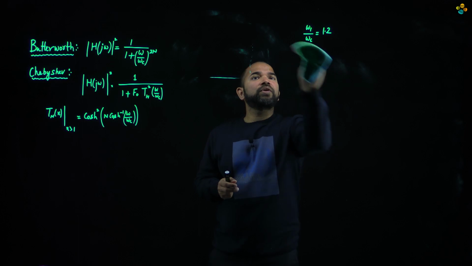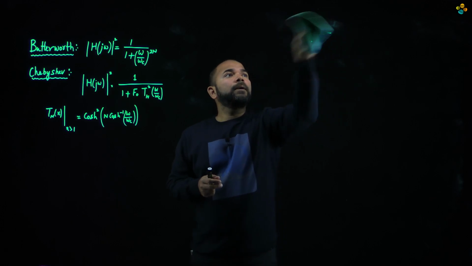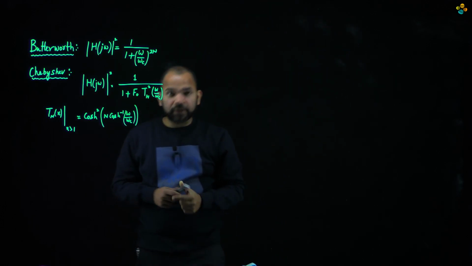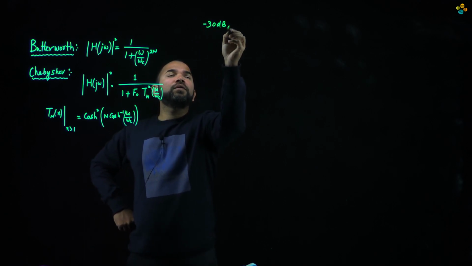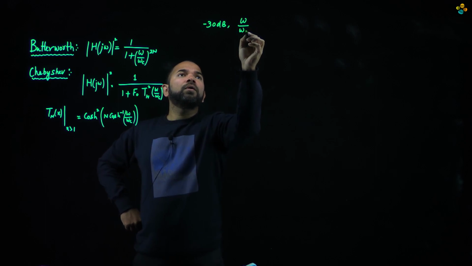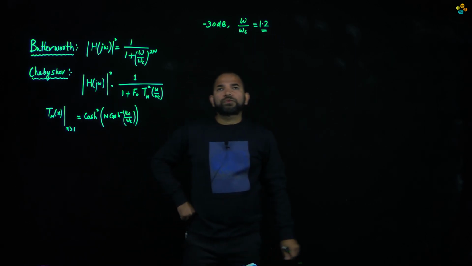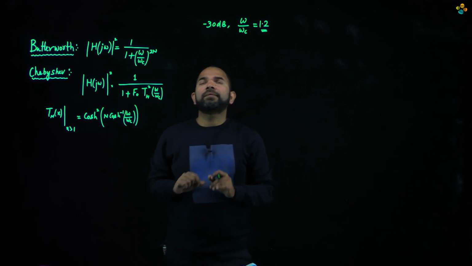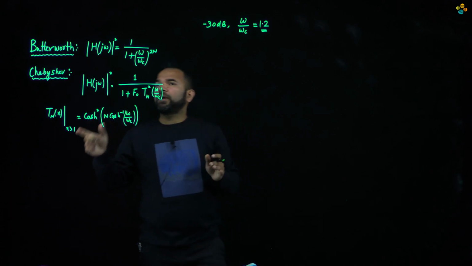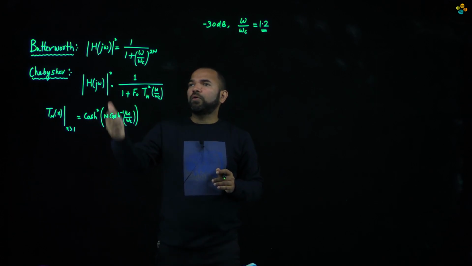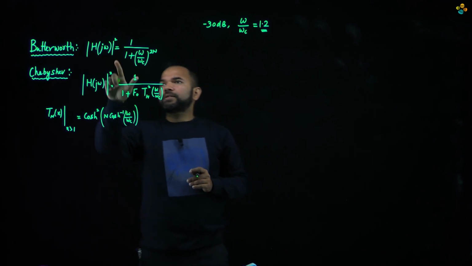And we have taken this as one example. We want the roll-off to be minus 30 dB of attenuation at omega upon omega c equal to 1.2. So we have taken this as our decision criterion for a roll-off, and we'll see how many components and what order of filter is required to achieve this roll-off with this transfer function. Okay, so let's solve for this.